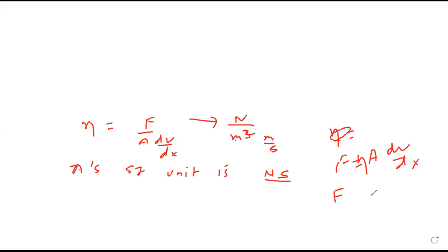So meter per second, and this distance is in meter. So meter gets cancelled. Force is in Newton, area is in meter square, velocity is meter per second, and distance is in meter. Therefore, Newton second per meter square. So SI unit is Newton second per meter square. Important: mostly they will ask the dimension of coefficient of viscosity.